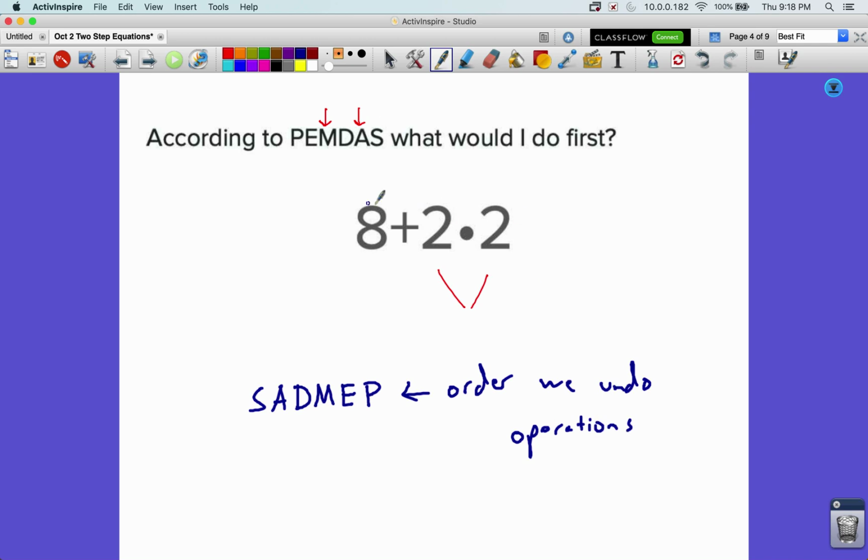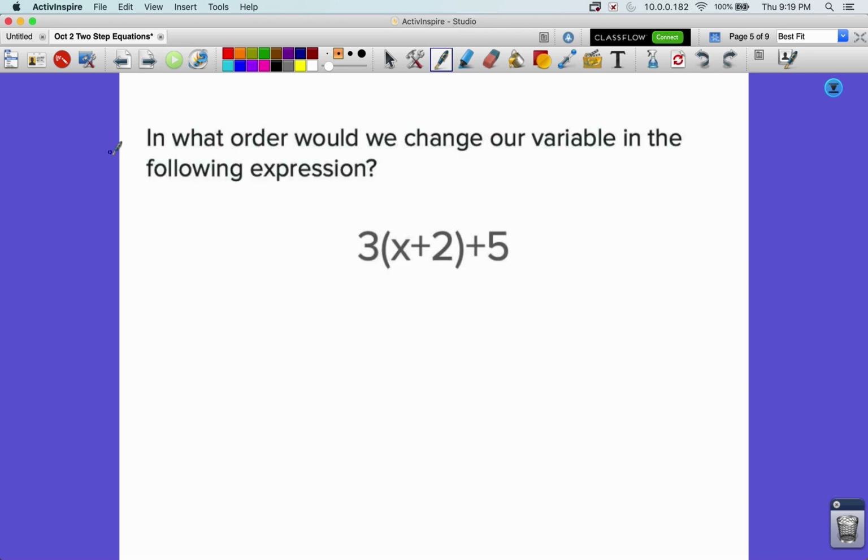All right, so normally I would multiply these first, then add. If I wanted to undo that, I would subtract and then divide. Got to use inverse operations. So if we look at this expression here, in what order would we change the variable in the following expression?